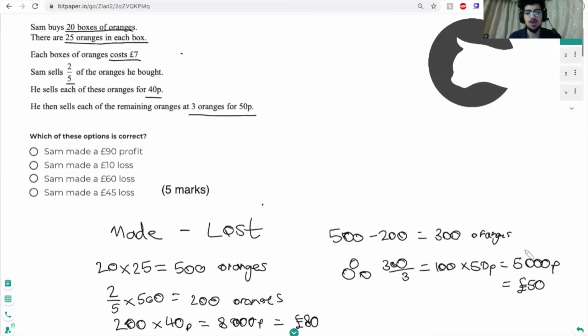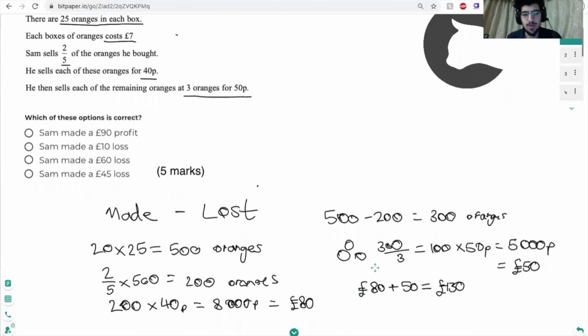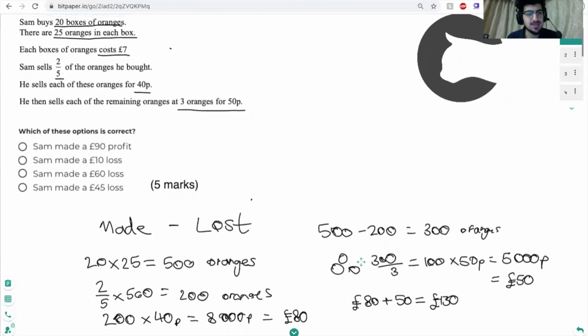Okay, now if we add those two numbers, we're going to get the total amount of money that Sam made. Okay, now it may seem like we're done, but actually Sam did incur some costs in being able to buy those oranges. So let's calculate how much he lost.